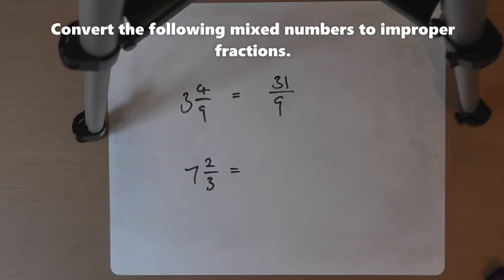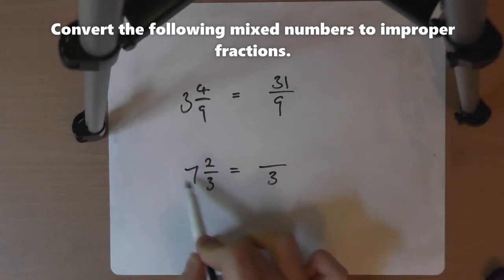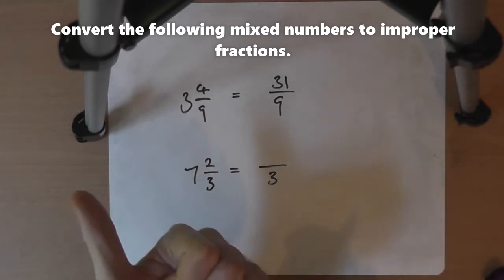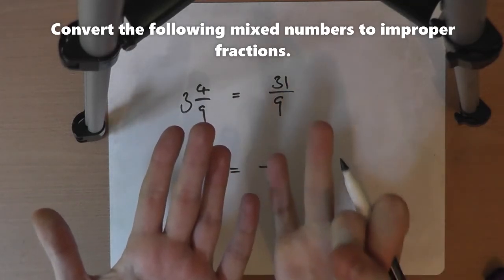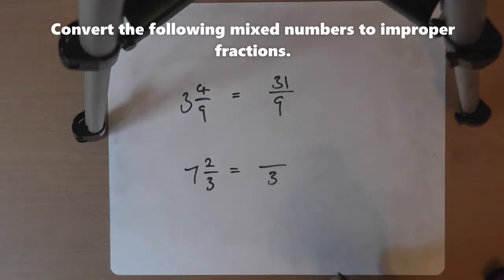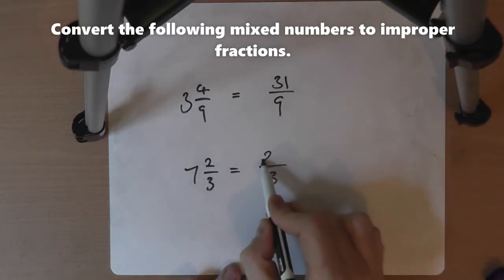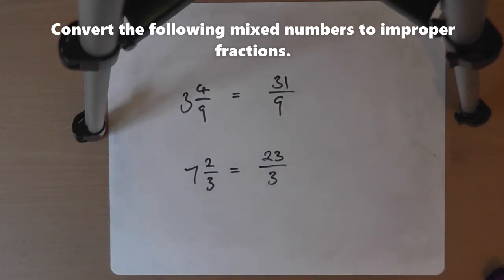And in the second example, 7 and 2/3, well, we're dealing in thirds. The type of fraction isn't going to change. We're dealing in thirds, so 3 of them go together to make up a whole. That means there are 3 in each of these, so we have got 3, 6, 9, 12, 15, 18, 21, in all 7, 21 plus the extra 2 gives us 23 thirds.